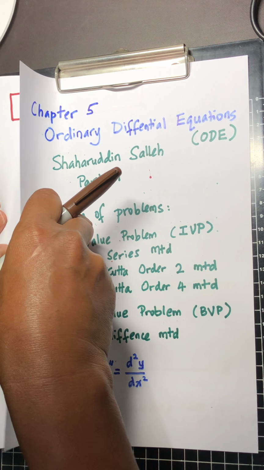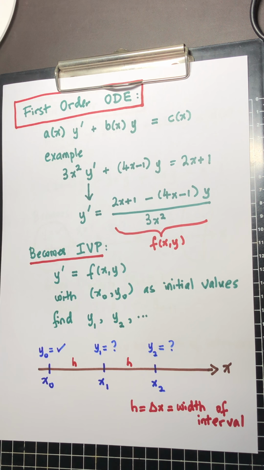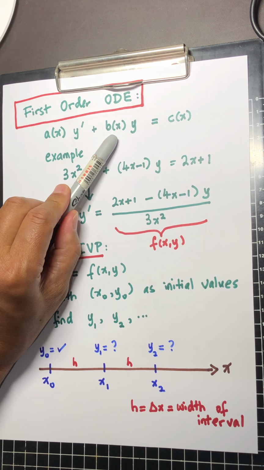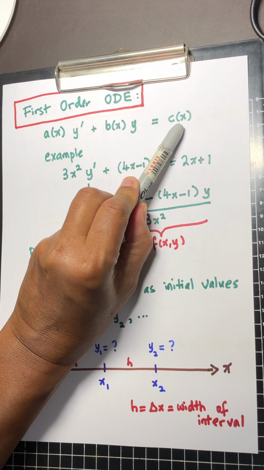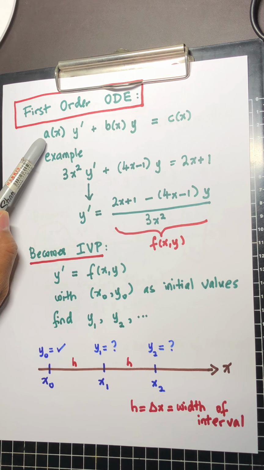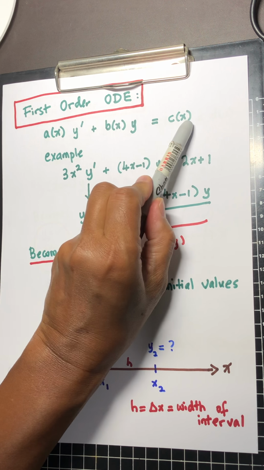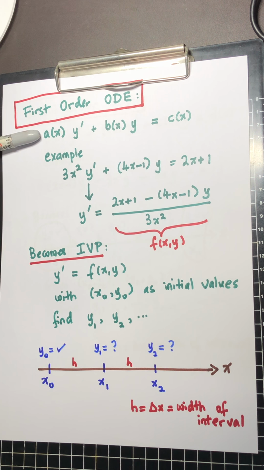Okay, so we discussed the types of problem that we are going to have. First is first order ODE, can be written in this form: a(x), which is a function of x, y prime, plus b(x), another function of x, y equals c(x), another function of x. So notice that a(x) means a function of x, no y. Same thing with b and c. So any equation written in this form, we call it linear ODE, linear ODE.